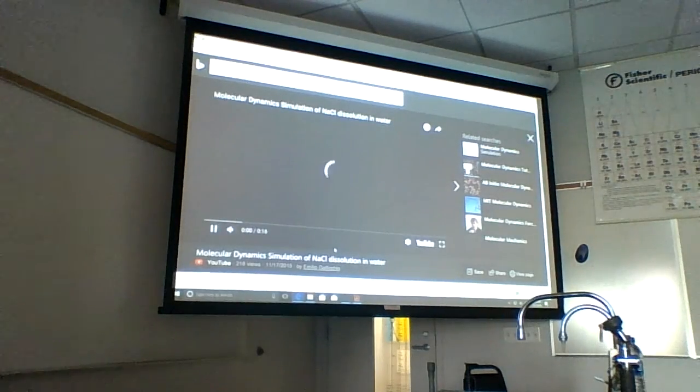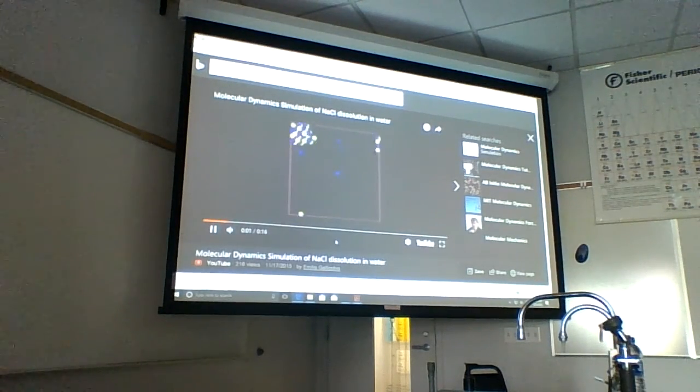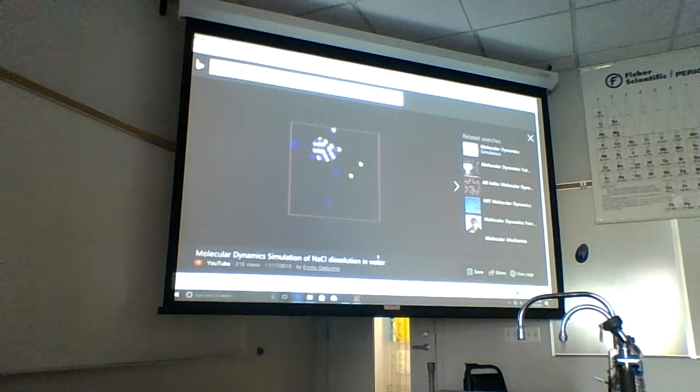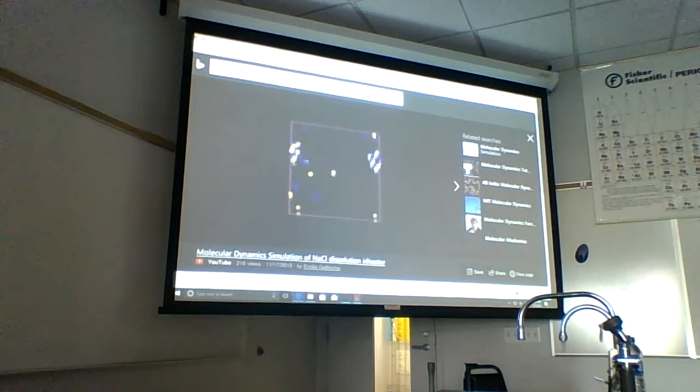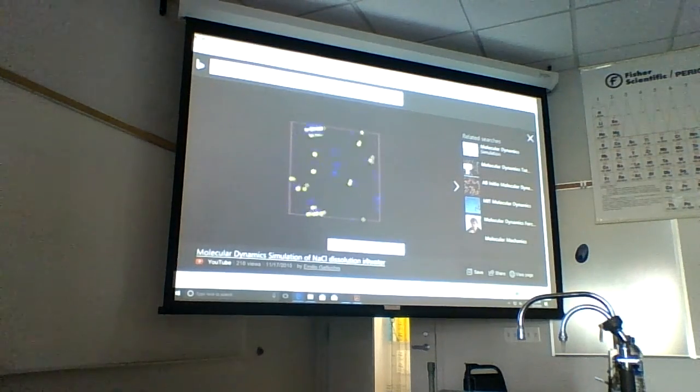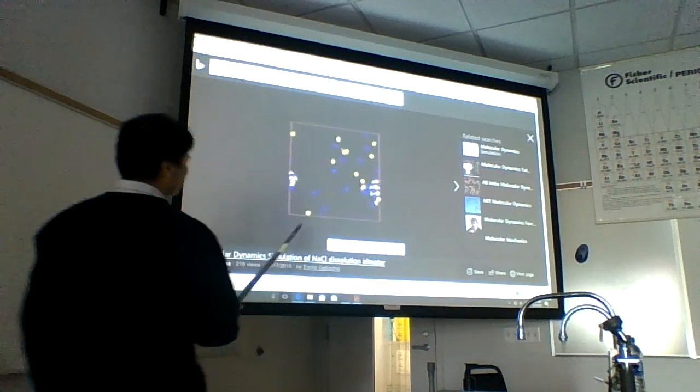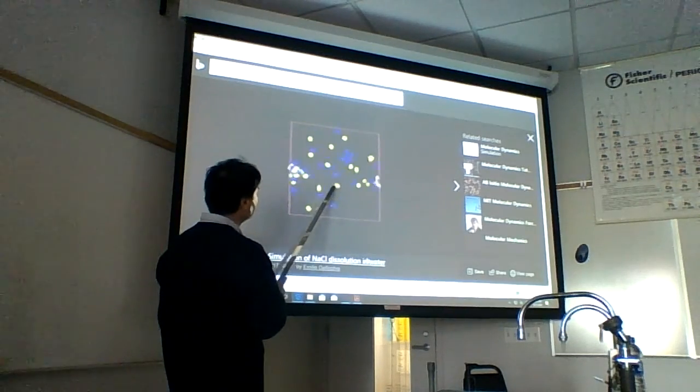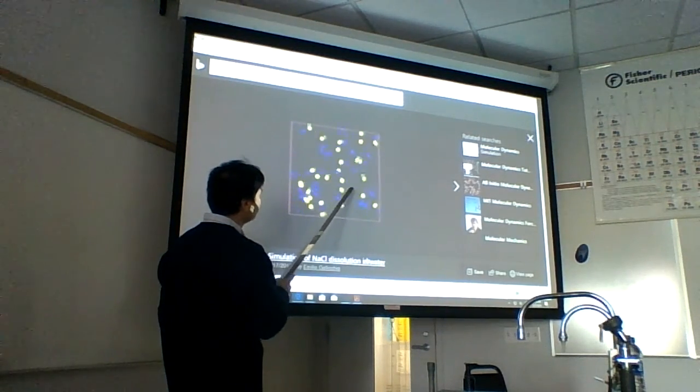Well, there's a lot of molecular dynamics. Sodium chloride is a very common one. And so what happens when sodium chloride dissolves in water? Here's one that doesn't show the water molecules. It just shows the sodium chloride. What happens is the salt crystal breaks apart. It breaks apart into individual ions, not molecules.